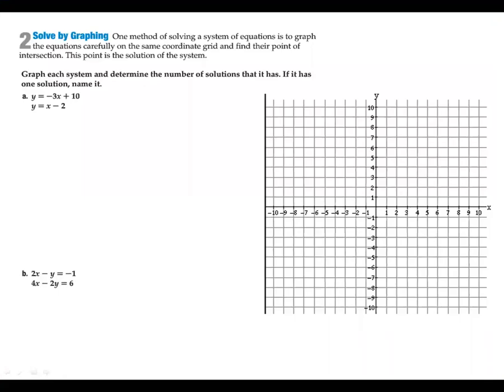Okay, so how do we solve a linear system by graphing? One method is to graph the equations carefully on the same coordinate grid and find their point of intersection. This point is called the solution of the system.